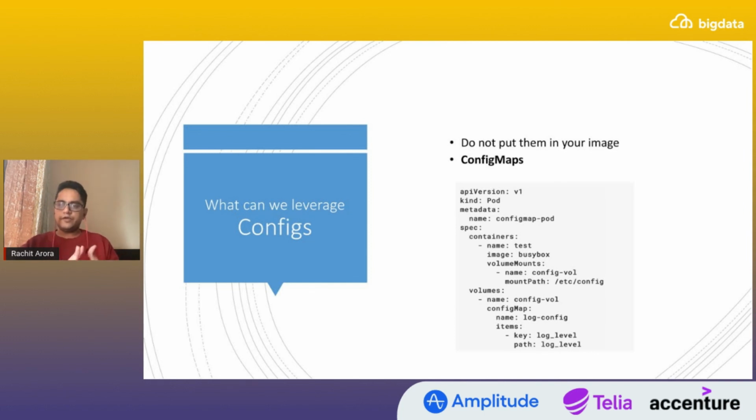Coming to your configurations, where you want to store, templatize, or reuse configs from one run to another, you use something called a config map, which you can reuse across your Spark applications.